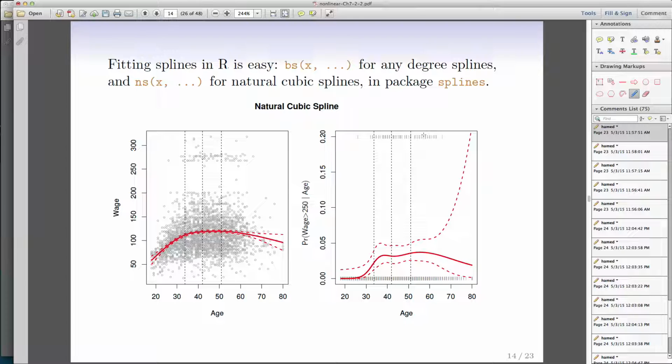So the function you use in R for basis splines is bs. I don't like the name. I don't know who came up with this name. And natural splines is ns. We are going to cover that extensively in our sessions.